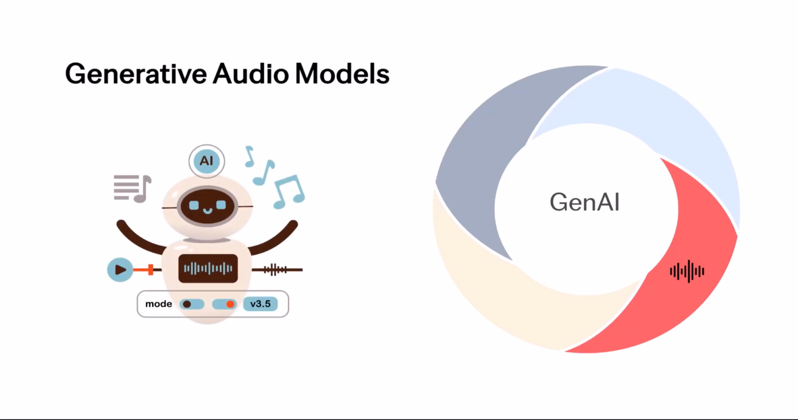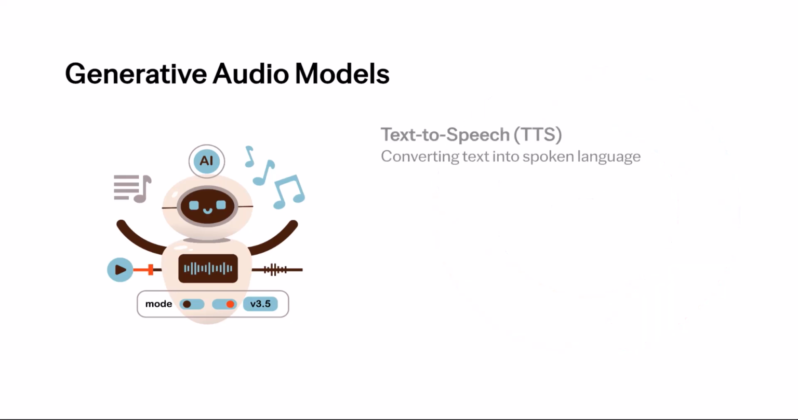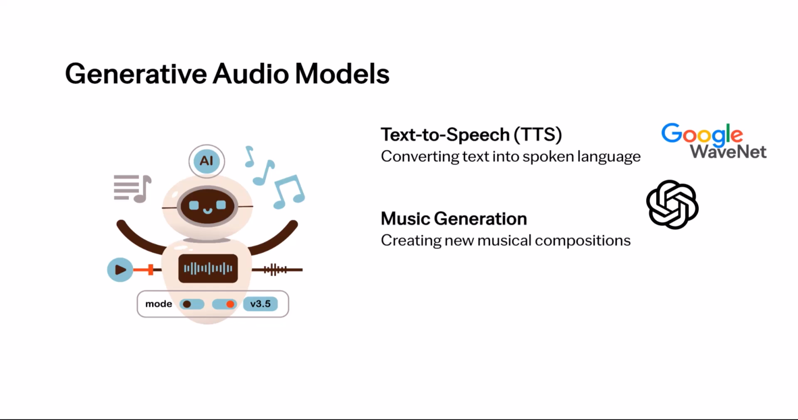Generative audio models produce realistic sounds, voices, or even entire music compositions. For example, text-to-speech models convert text into spoken language with lifelike intonation and pitch, used in virtual assistants, audiobooks, and accessibility tools. OpenAI's Whisper and Google's WaveNet are popular examples of TTS models. Music generation models like OpenAI's JukeDeck and OpenAI's MuseNet can create new musical compositions in various styles. These tools are widely used in background music production for media, advertising, and content creation.